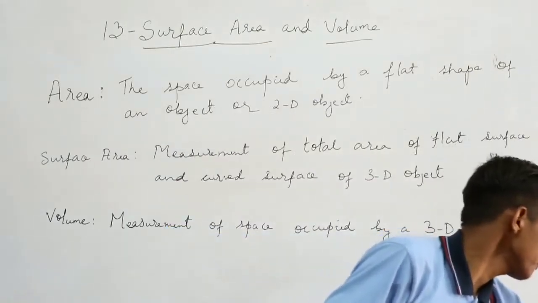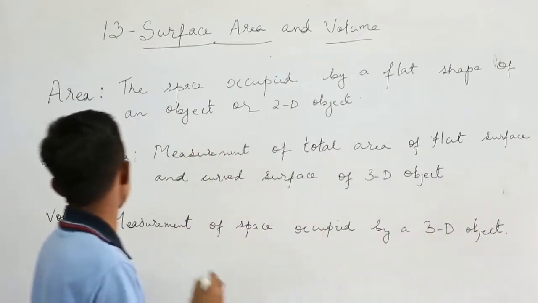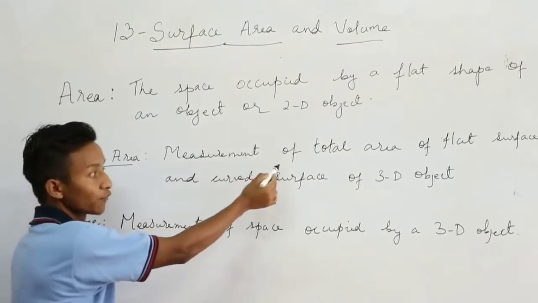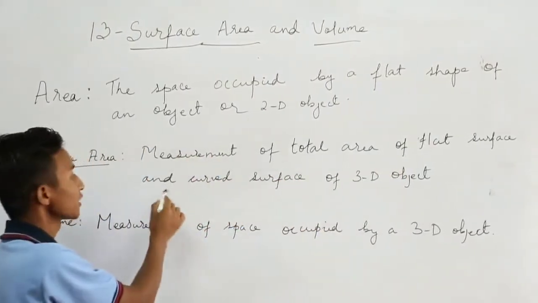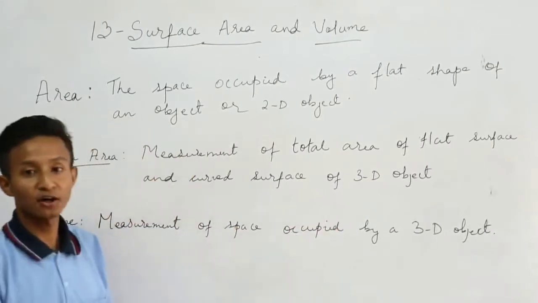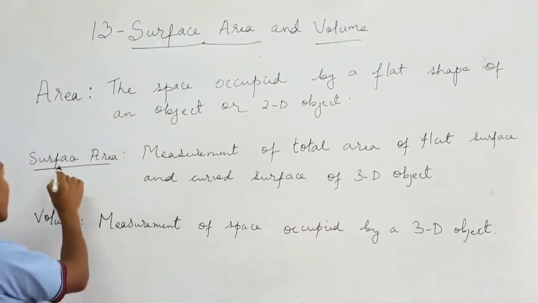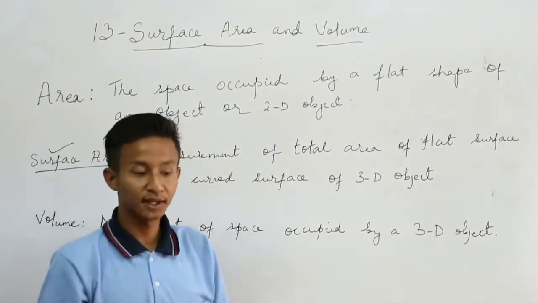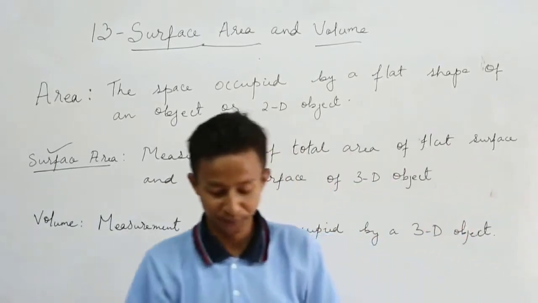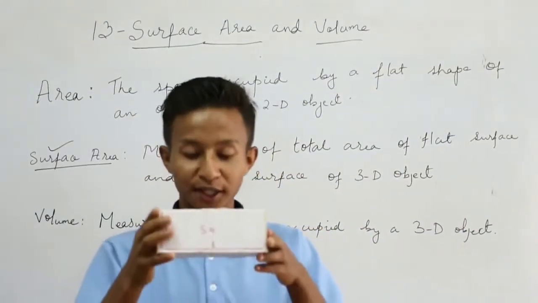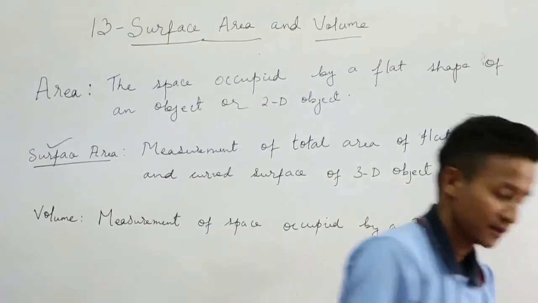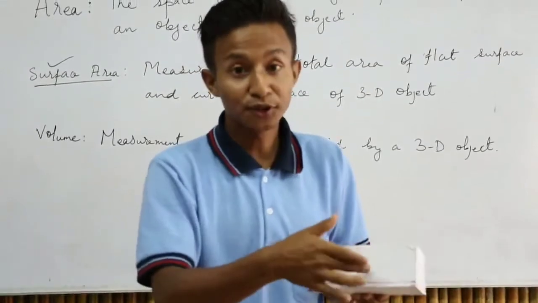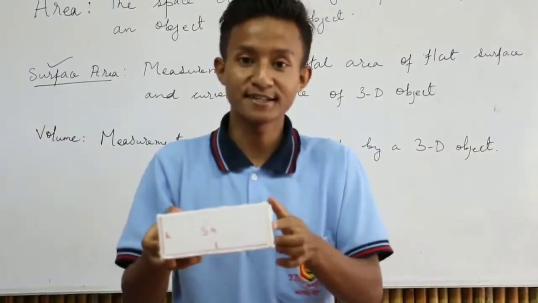Next, surface area. It is defined as the measurement of the total area of flat shapes and curved surfaces of a 3-dimensional object. So why surface? In a 3-dimensional object, let me take the example of a cuboid. As you can see, a cuboid has 6 faces. Number 1, number 2, number 3, number 4, 5 and 6.